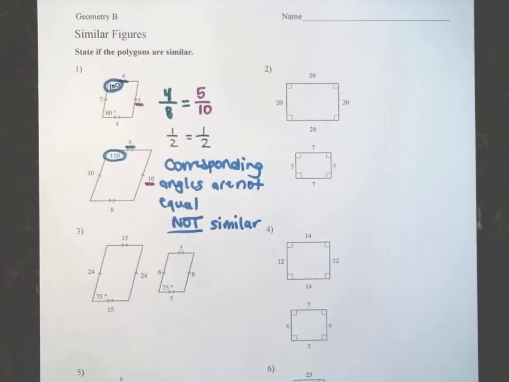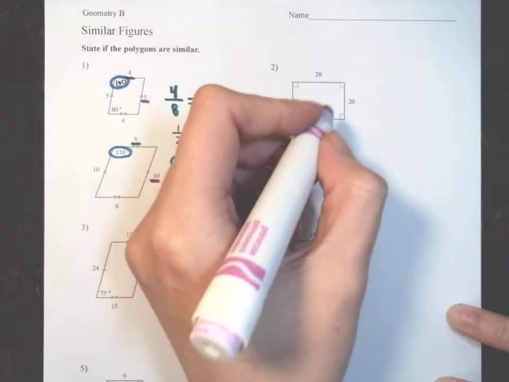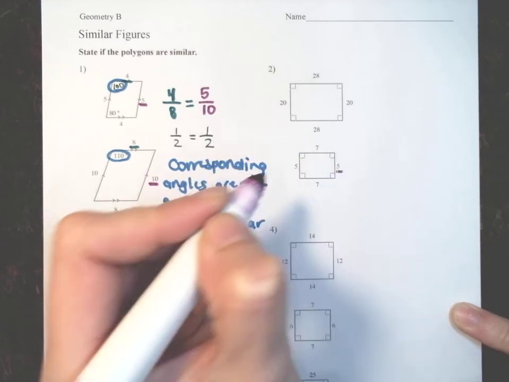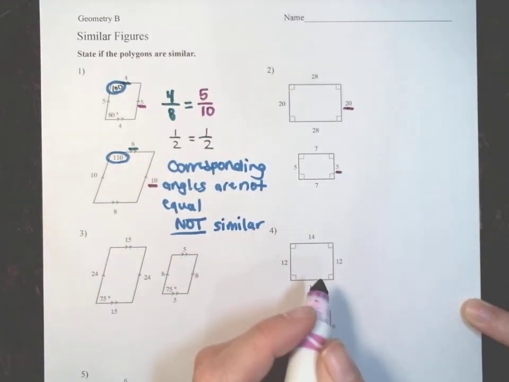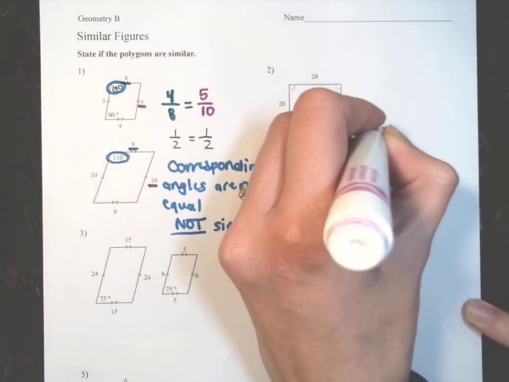Okay, let's look at number 2. First, are they the same shape? Yep, they are both rectangles. Two, are the corresponding sides proportional? Let's look at our corresponding sides. We have our width, which was 5, would correspond to the other width, which is 20.